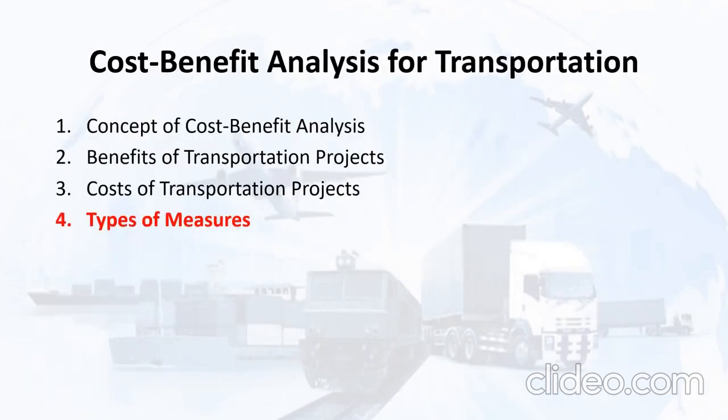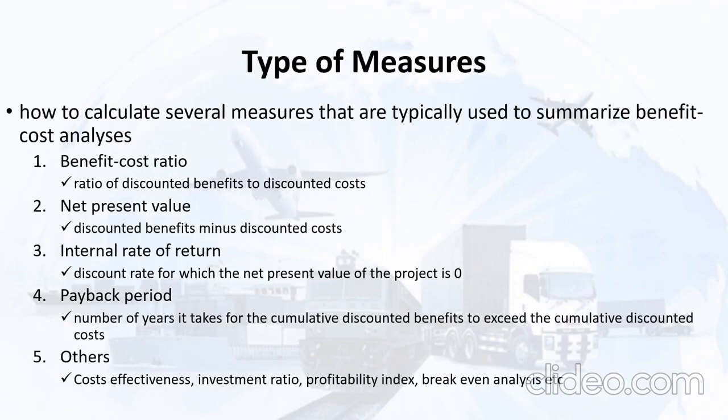So the last subtopic is the type of measure, how to calculate. There are several measures typically used to summarize benefit cost analysis. For example, the benefit cost ratio is the ratio of discounted benefit to discounted cost. Then this one is very familiar: net present value, discounted benefit minus discounted cost. Here we already know, the present value of benefits minus the present value of cost.